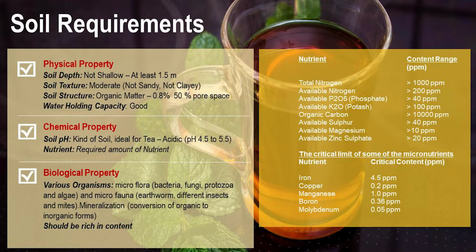So if you look at the requirements in terms of soil, then you will find that for tea cultivation, the soil should be moderate. It should not be very shallow. It should have an adequate amount of nutrients and organic matter, and it should have a relatively good capacity to hold water. It should have a moderate pH, and it should also be very rich in terms of microflora and microfauna. If you have these kinds of soil, that will be good for commercial tea cultivation.